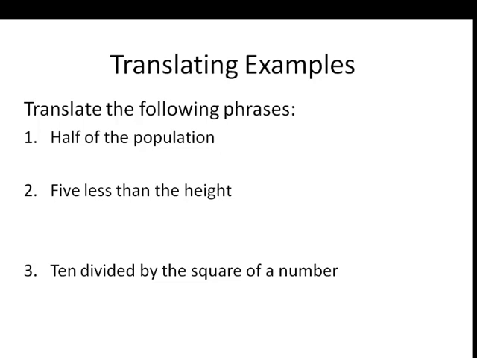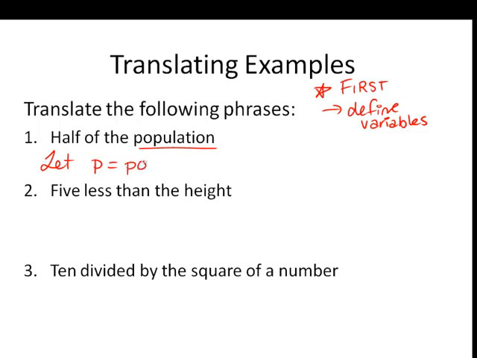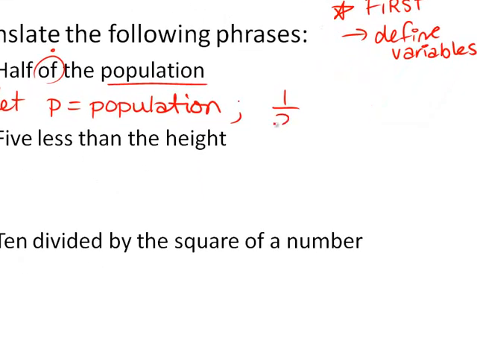Okay, here are some examples. Translate the following phrases. Half of the population. Here, they're not telling you x, they're not telling you H. So another important thing with these translating examples is to first always define your variables. You want to know what your variables mean. In this case, they want population to be a variable, so I would say let P equal population. Then the phrase would be half of the population, and "of" in this case means times, as in the keywords. This could also be written as P over 2, because taking half, meaning multiplying by a half, is the same as dividing by 2.